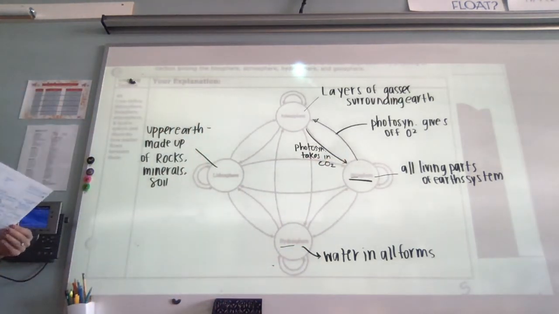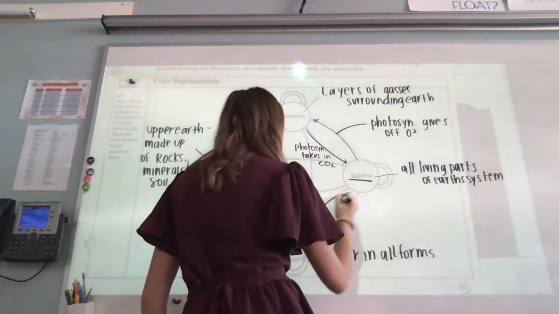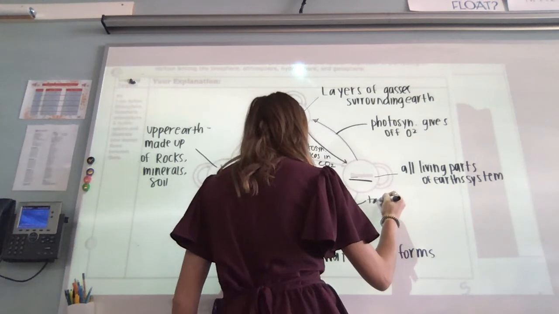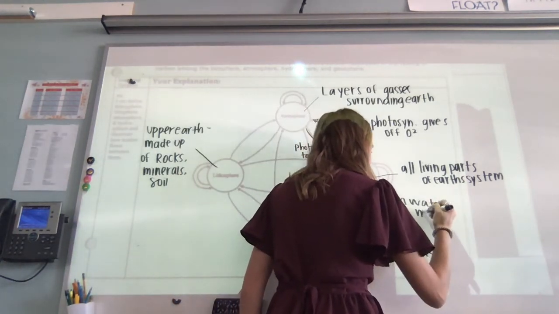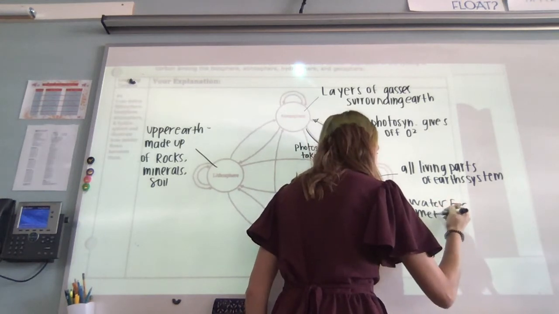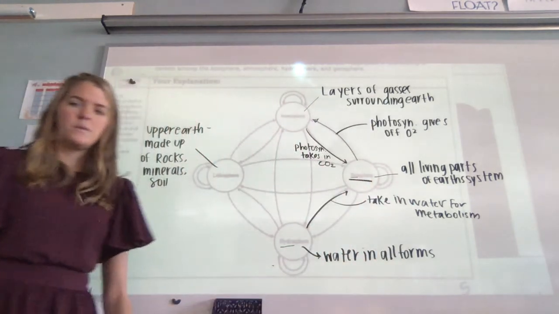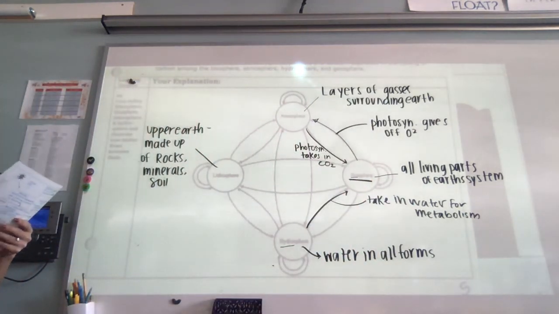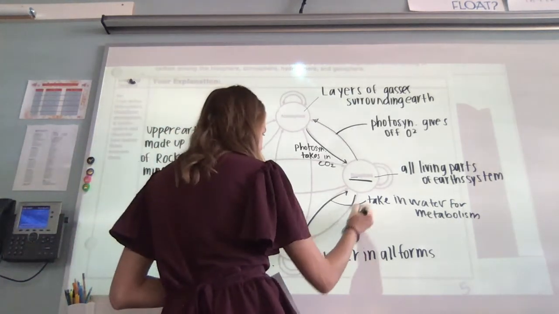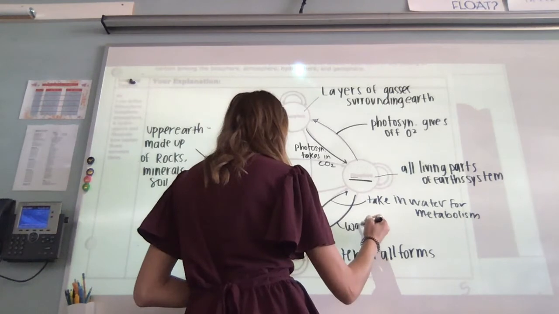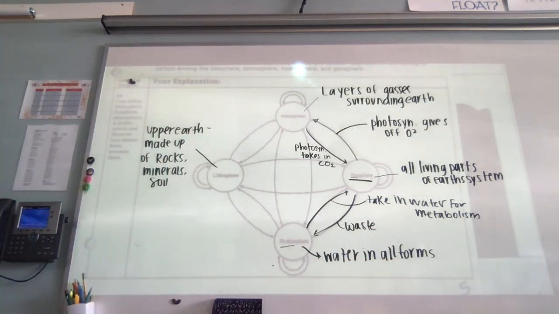Between the biosphere and the hydrosphere, we know that we need water to live. We take in water for metabolism, for the breakdown of things, so that we can live. But we also give water back to the hydrosphere through waste products. Okay, so urine does have water in it. We put water back into the hydrosphere through waste.